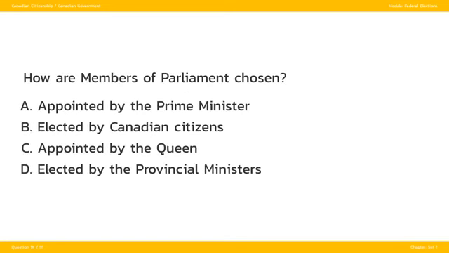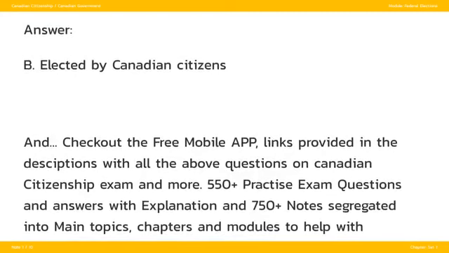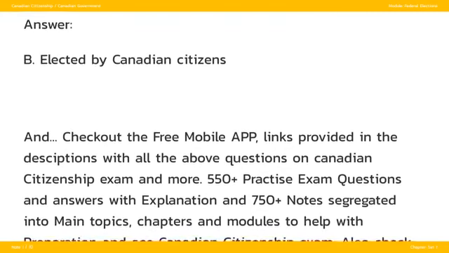How are members of Parliament chosen? A. Appointed by the Prime Minister. B. Elected by Canadian citizens. C. Appointed by the Queen. D. Elected by the provincial ministers. The answer is B. Elected by Canadian citizens.